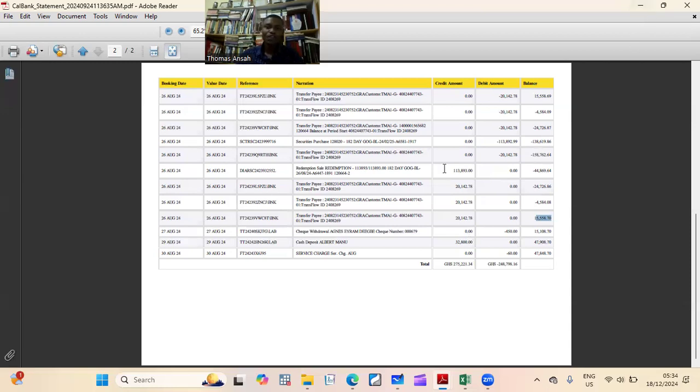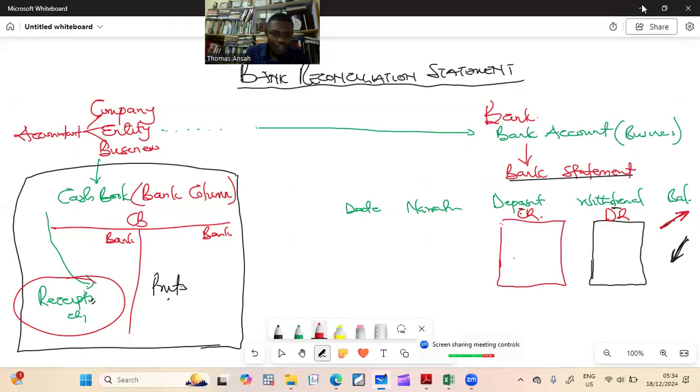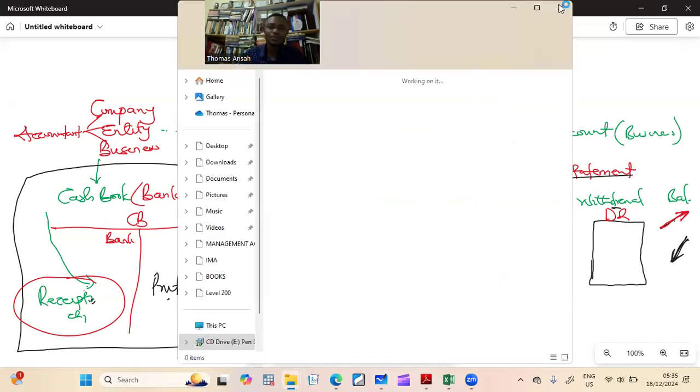So now, if you are a company, you have already understood that I said that any money that is at your debit side is supposed to be at your credit side of the bank statement. So when it is at your debit side, it's supposed to be at the credit side of the bank statement. When it is at your credit side and it is a payment, it's supposed to be at the debit side also of your bank statement. So at the end of the day, the two should always be the same.